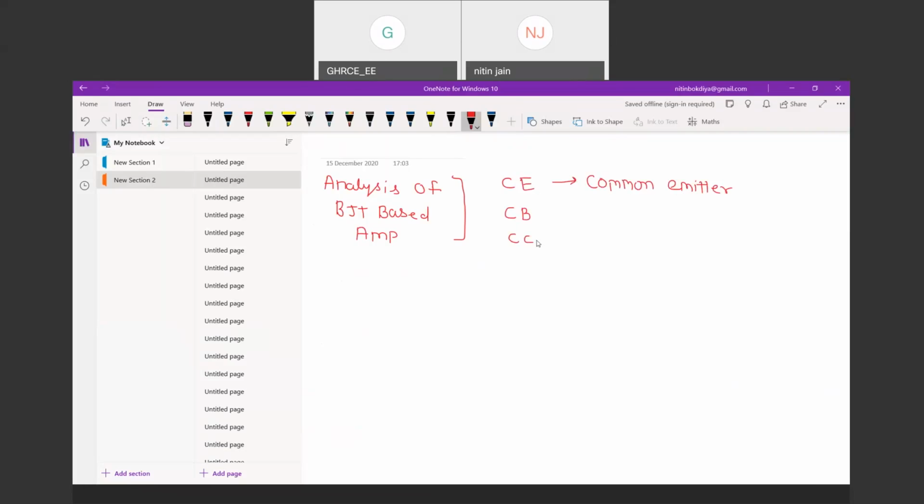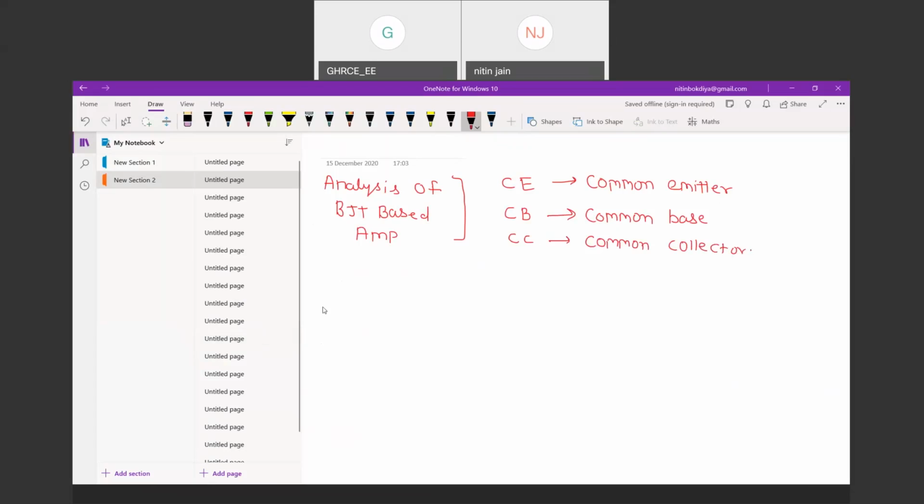Common emitter. Next is common base, and third one is common collector. So we are having the three configurations for small signal analysis जिसको मैं analyze करने वाला हूँ.